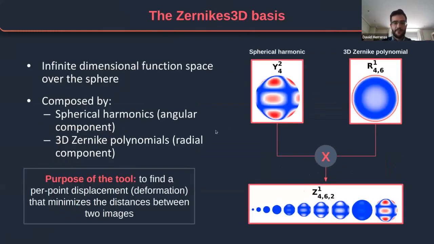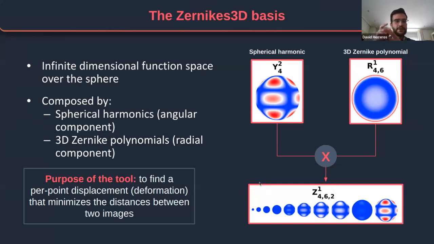And this is a Zernikes3D basis. It is composed of two different sets of functions, spherical harmonics and Zernike polynomials. And the combination of these two sets of functions will give us the different components, one example represented here in the image, that will allow us to analyze these simpler motions. And then we can combine all these different components to represent the whole motion of the molecule going to a different state.